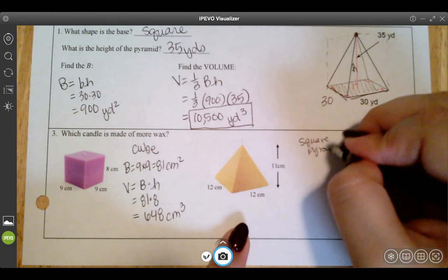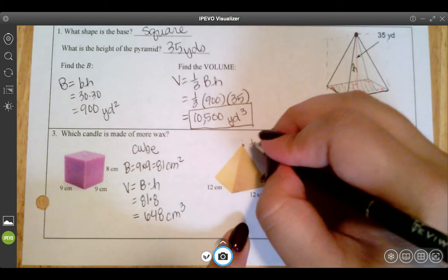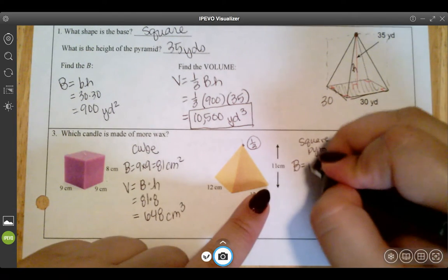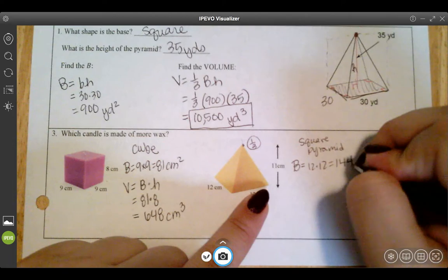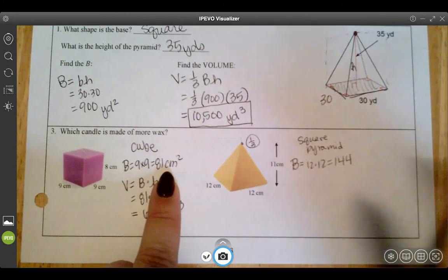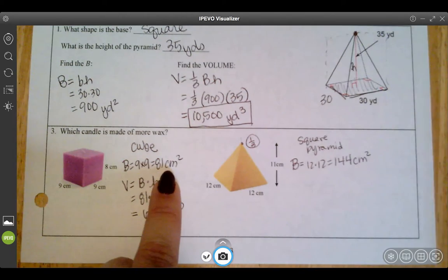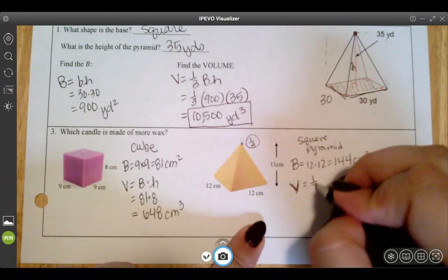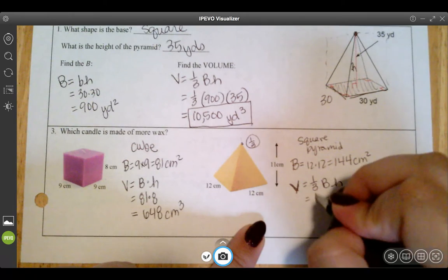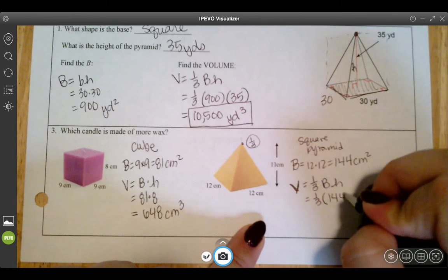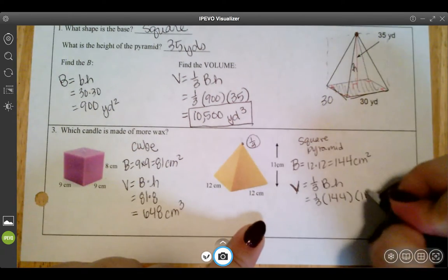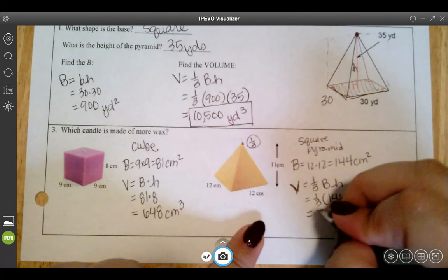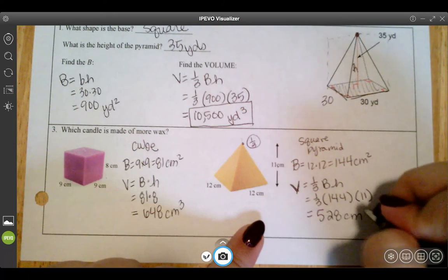For our other candle, we have still a square base, so a square, but this time it's a pyramid. It comes to a point, therefore it is a 1/3 formula. So our base to start with is just a square, 12 by 12, which is 144. It has a much larger base, but don't let that fool you. It doesn't mean anything about the volume. Our volume is now a 1/3 base times height. 1/3, our base was 144. Our height here is 11. Put all that into the calculator and we should get 528 cubic centimeters.